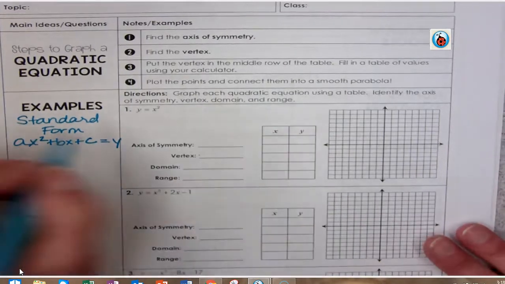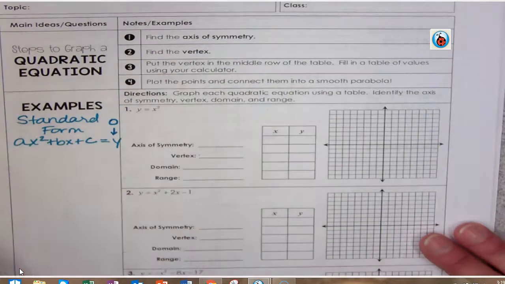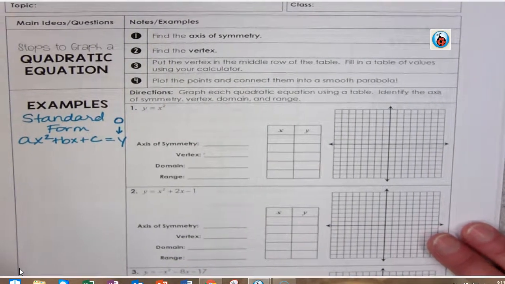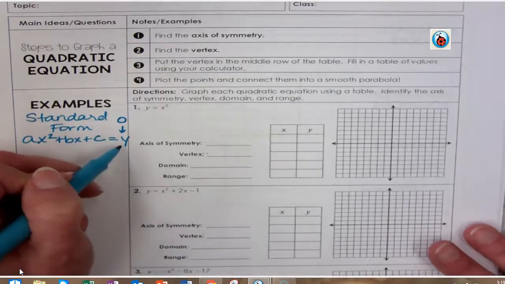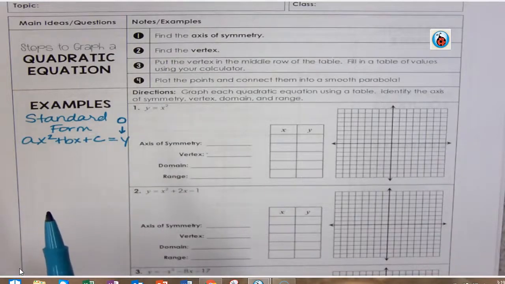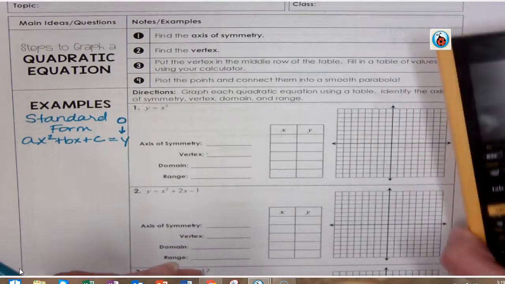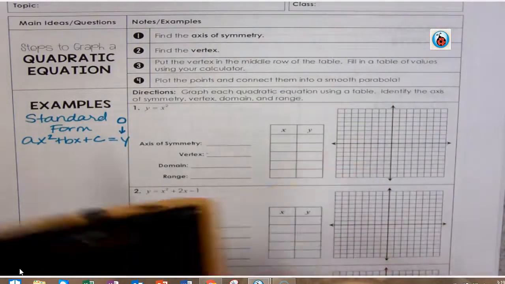Okay, now let me tell you, y in this situation always needs to equal 0. If there is a number there, you need to get that equal to 0, and we will talk about that more in depth later. But this always needs to equal 0. You can plug it in your calculator and still get it correct, but when you're doing other math problems, you're going to need to have it equal 0.